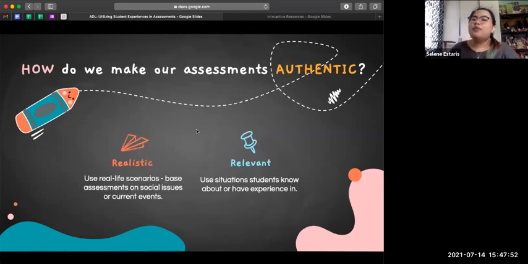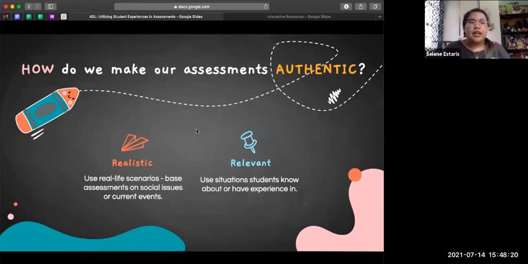Okay, but how do we make our assessments authentic? I want to focus on two ways that we make our assessments authentic, and that is by making them first realistic and second relevant. A lot of you were actually able to pinpoint these two particular ideas. Realistic means that our assessments are based on real life scenarios, things that actually happen in real life.